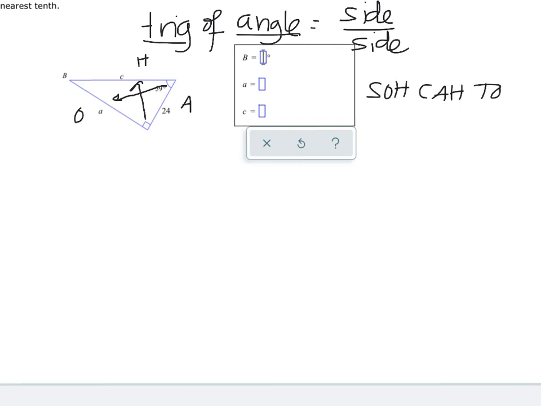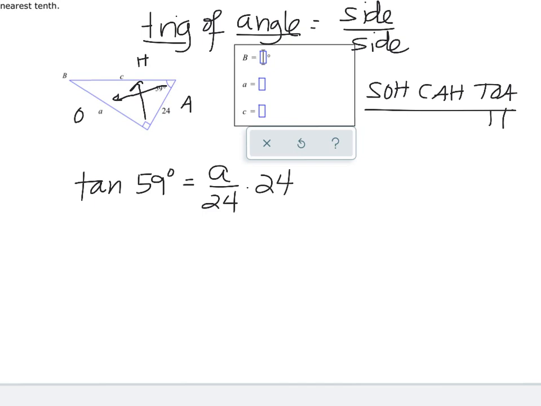I would recommend writing this down every time you're doing anything with trigonometry. So we're going to use tangent. So we have tangent of some angle. Our angle was 59. And this is equal to opposite over hypotenuse. So the opposite side is A. The hypotenuse is 24.